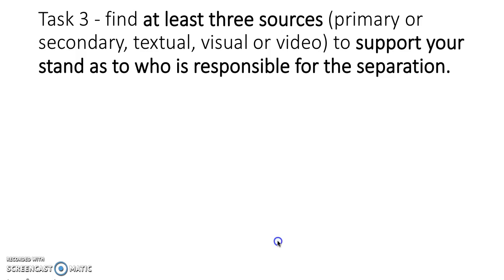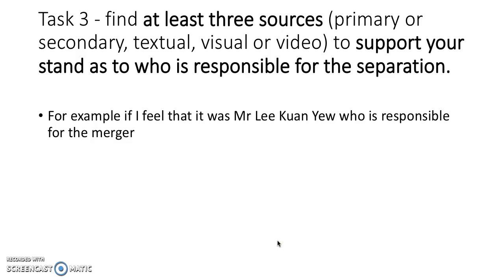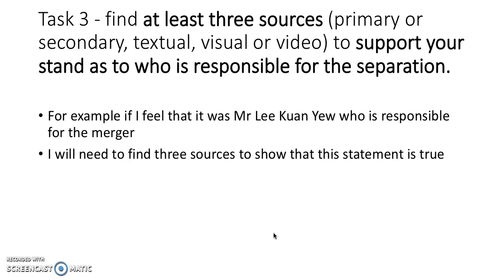Now, finally, the last activity. You're supposed to find 3 sources to support your stand. So, if you remember what we did just now, we are talking about whether Mr. Lee was responsible or Mr. Lee was not responsible. Let's say you feel that no, the whole entire merger was not the responsibility of Mr. Lee. Therefore, you have to find 3 other sources to support your stand to tell me who do you think was responsible. So in this case, if I feel that Mr. Lee will be responsible, then I look for sources to show that it's true. But if I don't agree to it, I will find 3 sources that show that the statement is false.